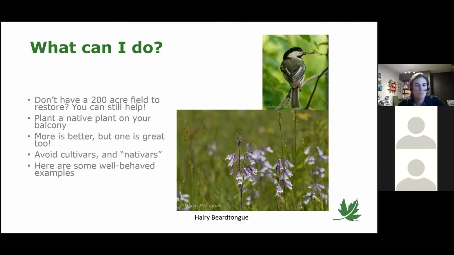So I'm just going to jump into a few examples of some well-behaved native plants that, if you're excited about this, you may want to choose. Some of you may already have them in your garden, who knows? In fact, this one right here, hairy beardtongue, is a great sun-loving, semi-shade plant that will grow in super dry conditions. This is on a restored field on Pelee Island a few years ago.